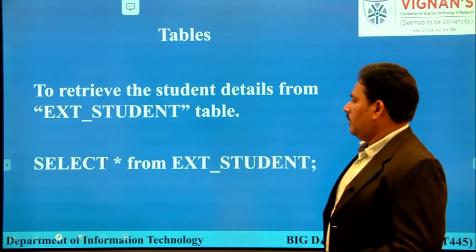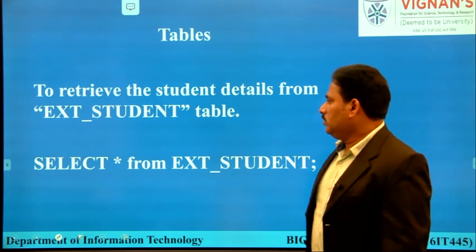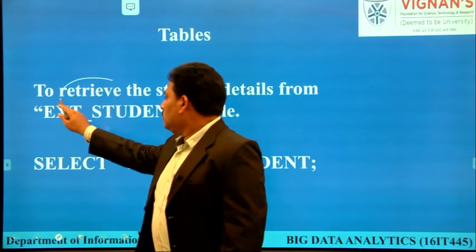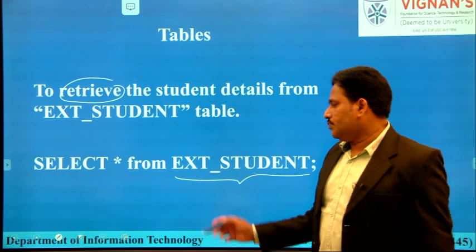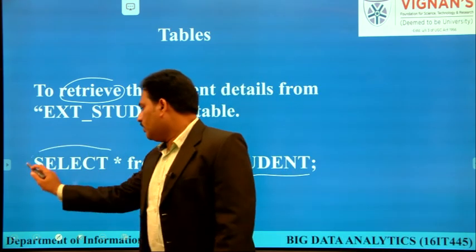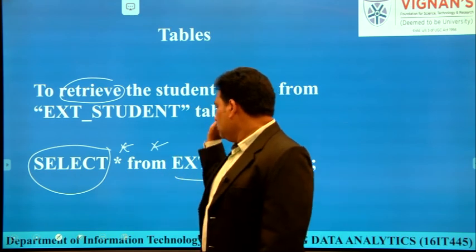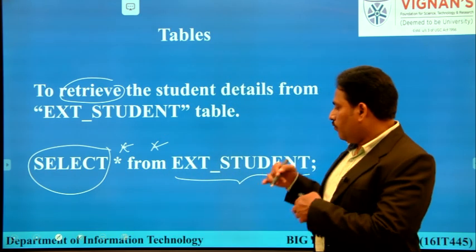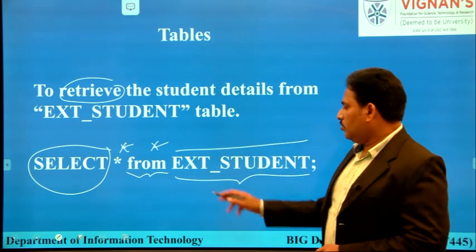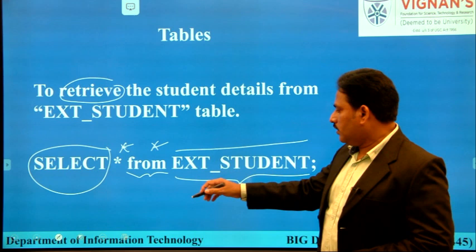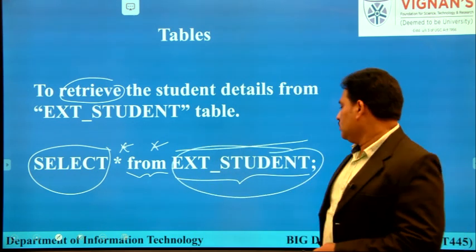Now to retrieve the content: in the previous slide we performed loading of the data, and now we want to see the content of it. The basic command is select star from ext_student. It is very familiar to us. Using the keyword select, star indicates access to all the elements, all the rows. From is the keyword to fetch the data, and the table name is ext_student. This single-line command will display the complete information of the values stored in the table ext_student.